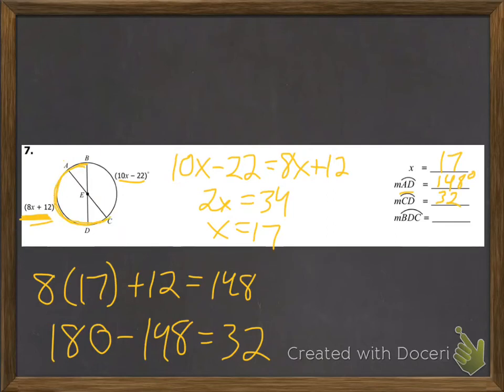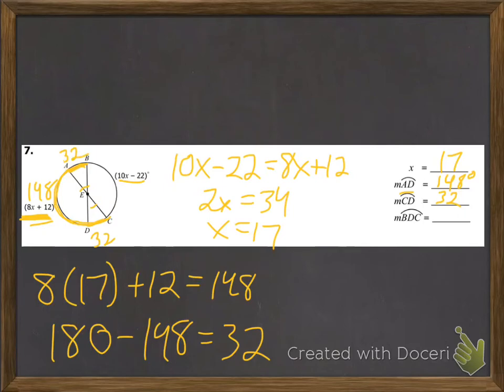So let me actually fill in some of the gaps. So we know that AD is going to be 148. We also know that CD is 32. And since AB is directly across from the CD, we should safely assume these are going to be vertical angles, so the arcs are also going to be congruent. So up here at AB, that's also going to be 32.